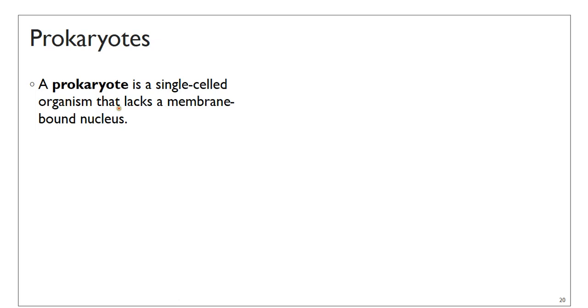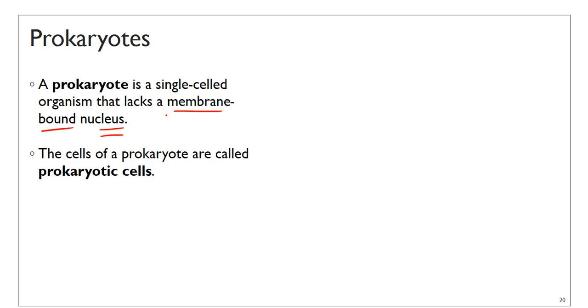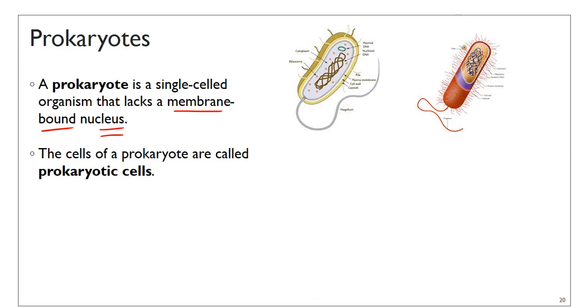A prokaryote, I think you've heard of this term in year 8, I hope you have, is a single-celled organism that lacks a membrane-bound nucleus. So in other words, it does not have a nucleus. Cells of a prokaryote are called prokaryotic cells. These are some examples of prokaryotes, and you can see here that the DNA is not inside a structure, but most prokaryotes would have extra structures like flagella and cilia. It's mainly for movement because they don't have legs or anything like that. The way that they move is they just have a little tail, if you will. And bacteria and archaea are considered prokaryotes.